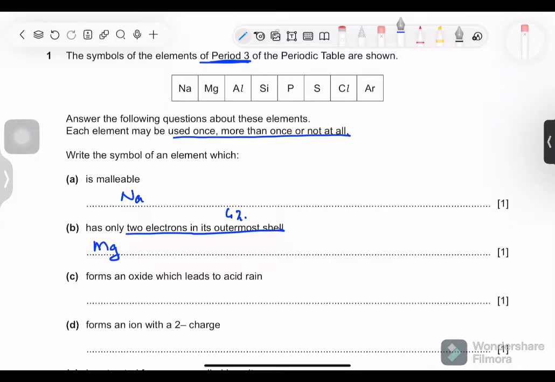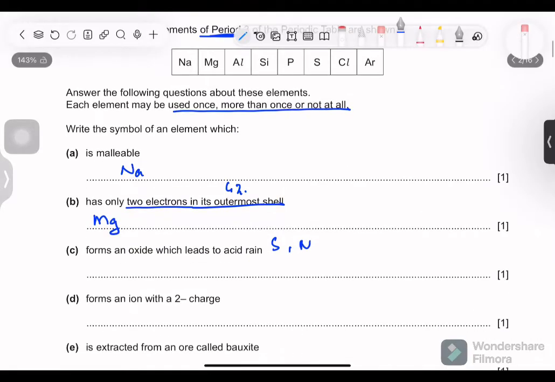It forms an oxide which leads to acid rain. So acid rain is caused by the oxides of sulfur and nitrogen. So in this case we have sulfur.